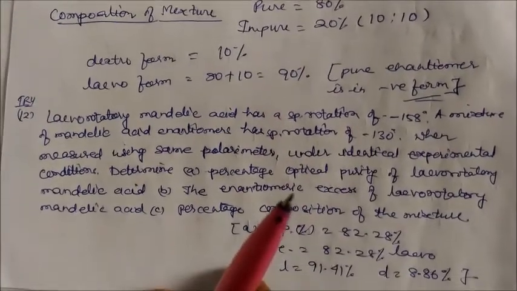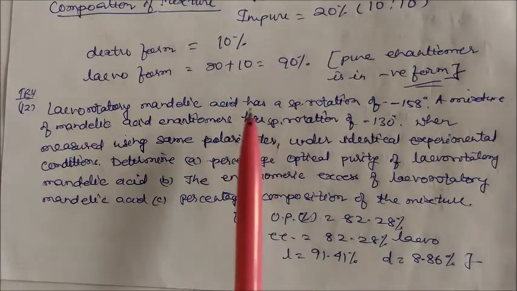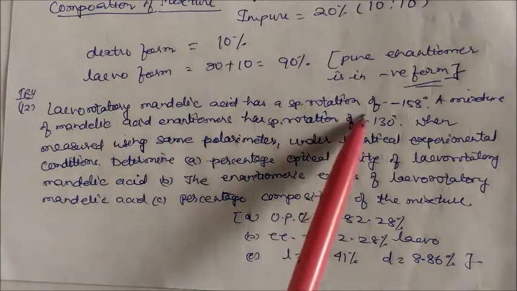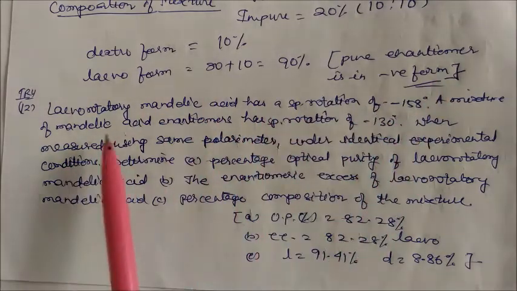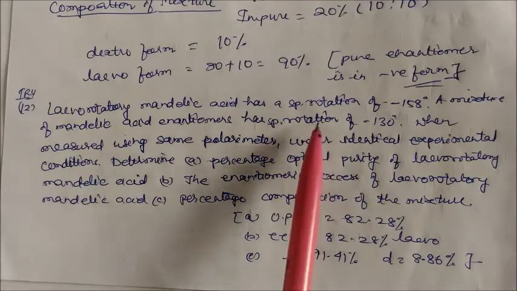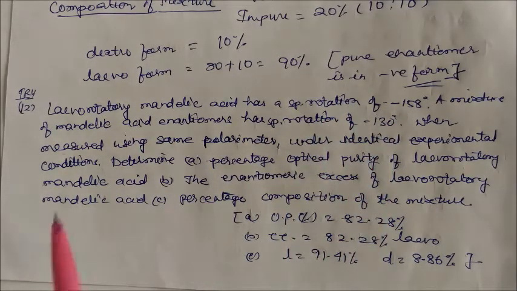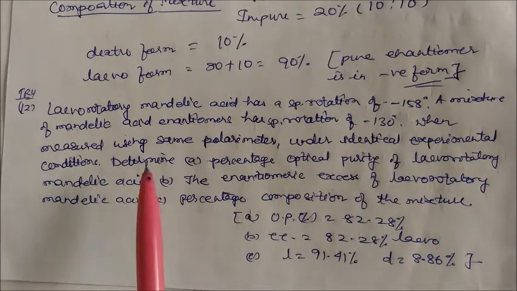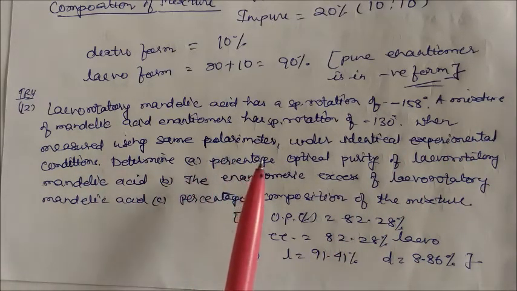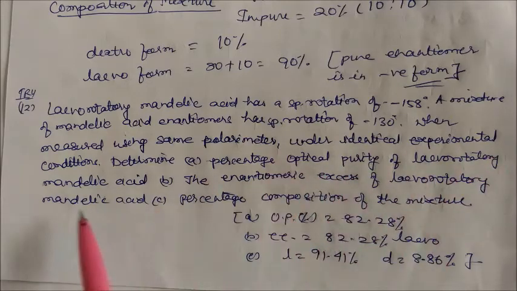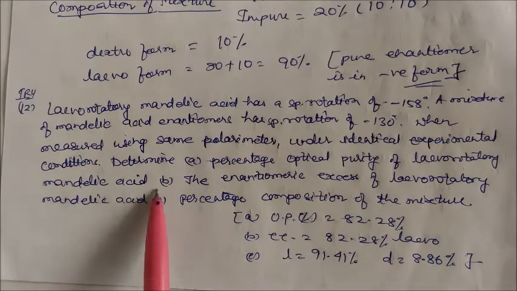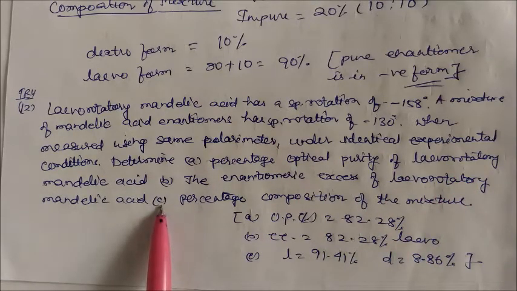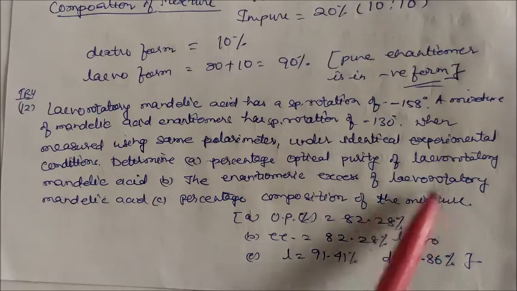There is one more question. This you can try by yourself; I am leaving it up to you. Levorotatory mandelic acid has a specific rotation of minus 158 degrees, and a mixture of mandelic acid enantiomers has a specific rotation of minus 130 degrees, measured using the same polarimeter under identical experimental conditions. Determine A, the percentage of optical purity of the levorotatory mandelic acid; B, the enantiomeric excess of levorotatory mandelic acid; and C, the percentage composition of the mixture. So these are the answers.